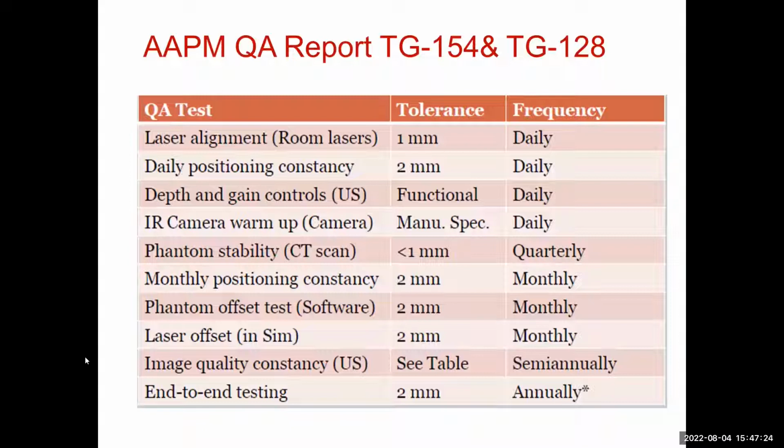QA. So we follow the TG protocols, say for example, the laser alignment in the room lasers, the daily positioning, the IR camera warm-up kind of things, daily. Then stability using CT scan as well as ultrasound should be within 1 mm, and quarterly.